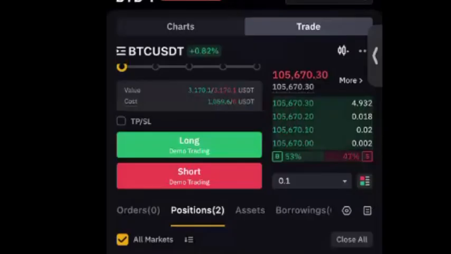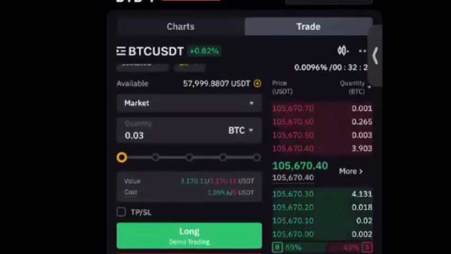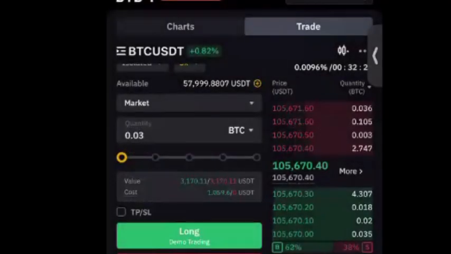Now that I've explained that, I'm going to also explain. I showed us how to use market and limit orders yesterday in the spot trading. I showed us that market means that we are buying at the market value.